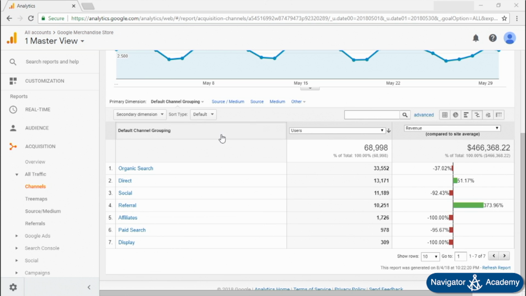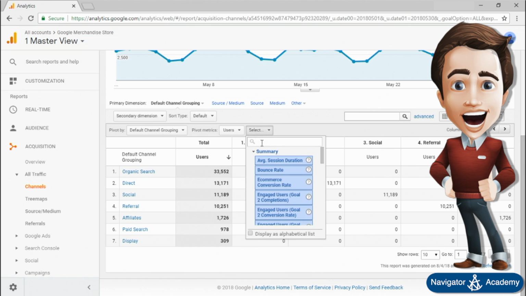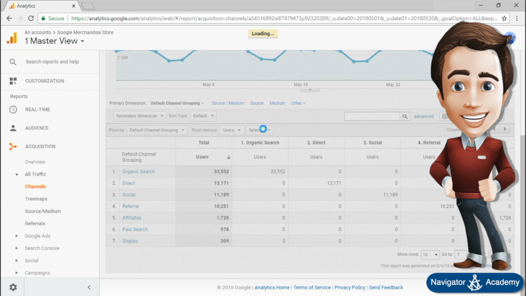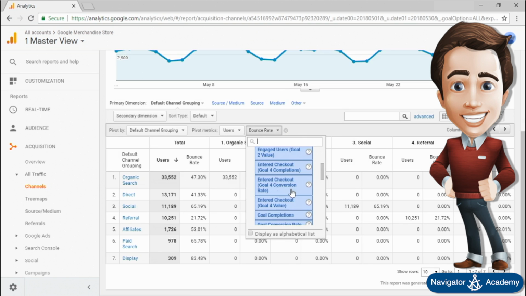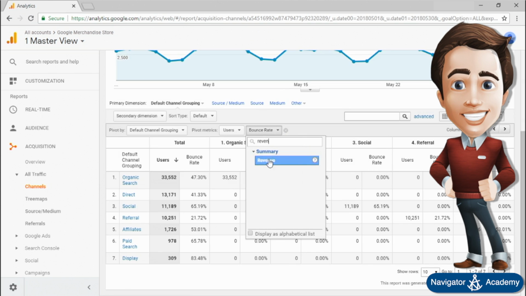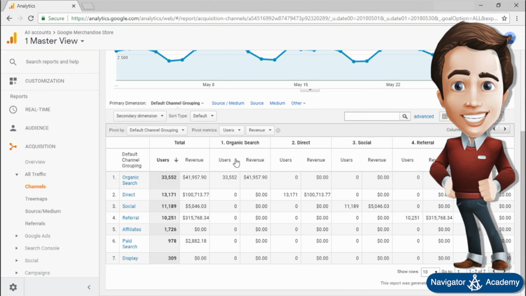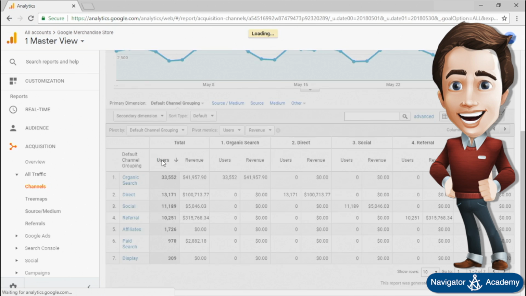Now, if you want to take this to the next level, you can come over here to the pivot. And we can see the same kind of notion where we have quality and quantity by saying users there, and let's take bounce rate here, and we see those. Or actually, let's go ahead and look at revenue. And we can group this. Right now we've got it again by these channels, but we could do something completely different. For example, we could put in here by country.